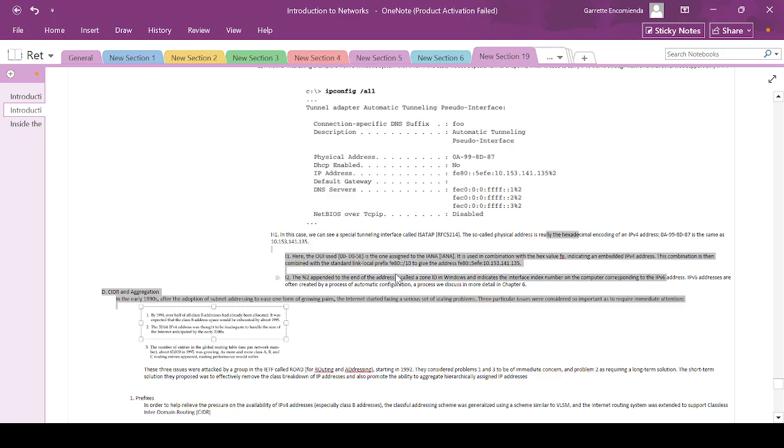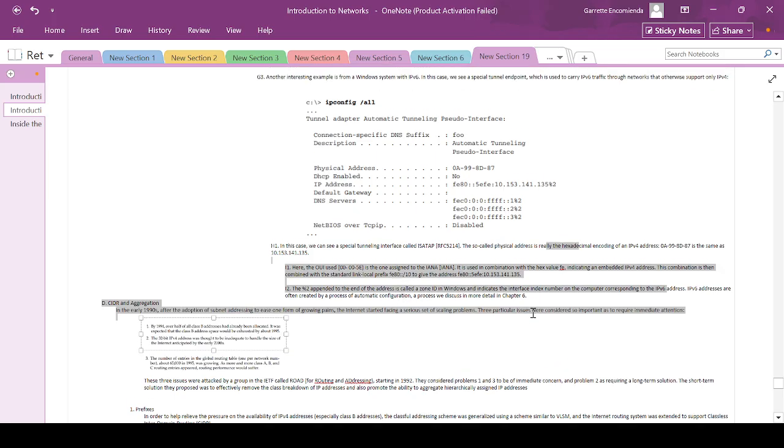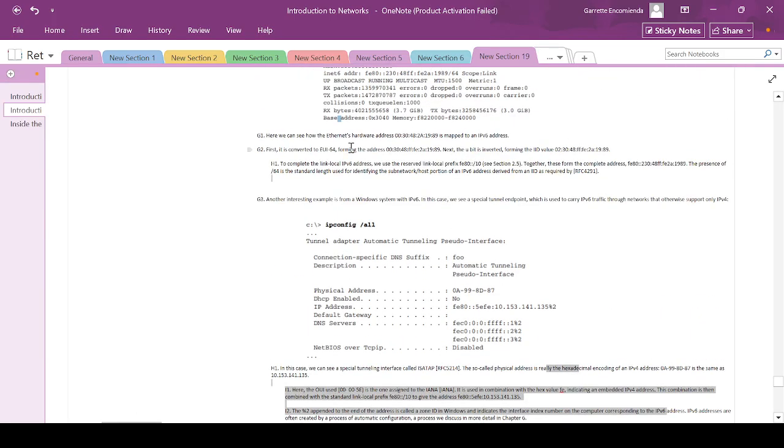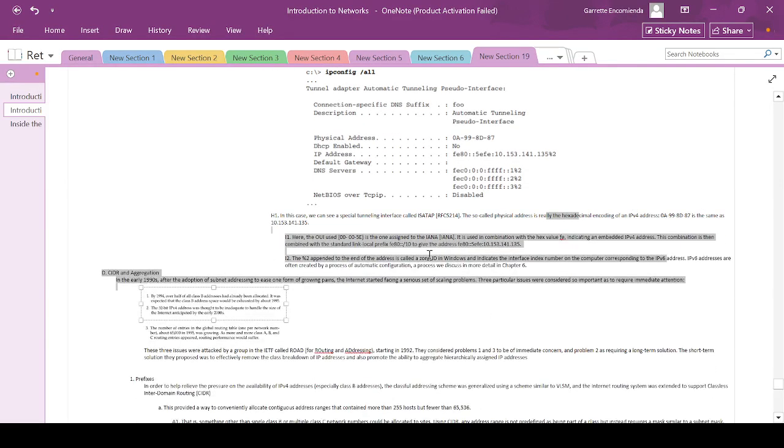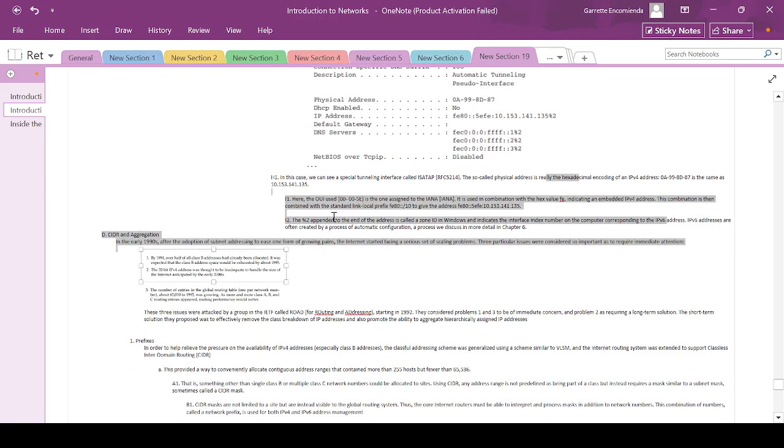prefix. So this FE80::/10 is a standard link local prefix, kind of like what we did here. It's a reserved link local prefix for standard IPv6 addresses, to give the address FE80::5EFE:10.153.141.135. So this is where we get here. We convert this to hexadecimal, which is just 10.153, and then convert the OUI. So we did a lot of conversion here.